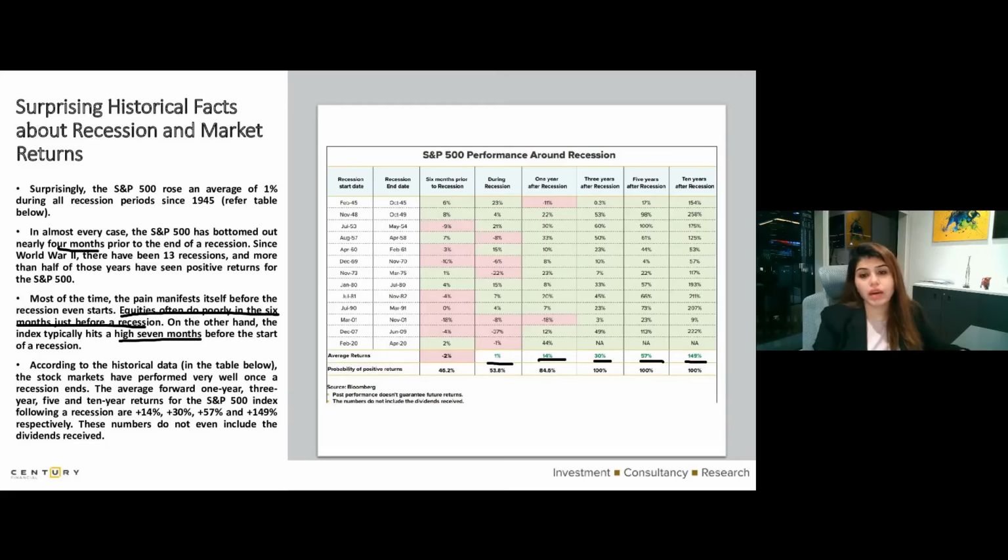When I say the last three recessions, like you can see over here, we saw an 8% fall in 2001, a 37% fall in 2009, and a 1% fall in 2020 during the recession. Of course, the trough was much more, so the bottom fall could have been much more. But finally, between the start and the end of the recession, the average fall was only 16%.